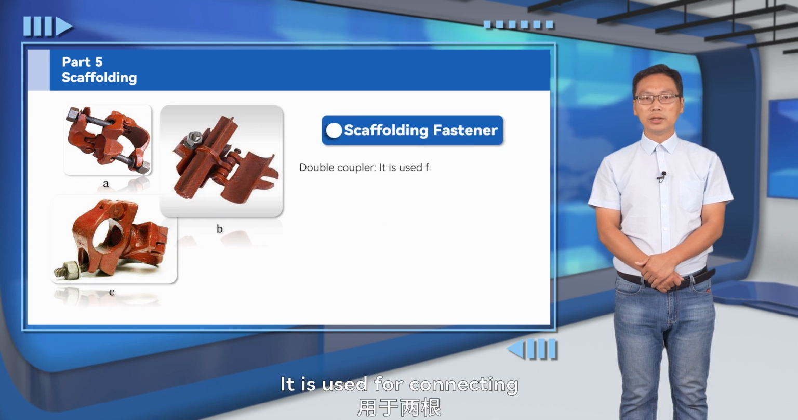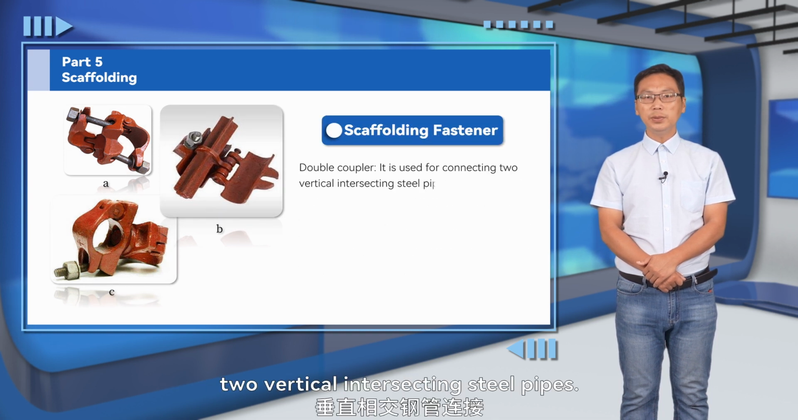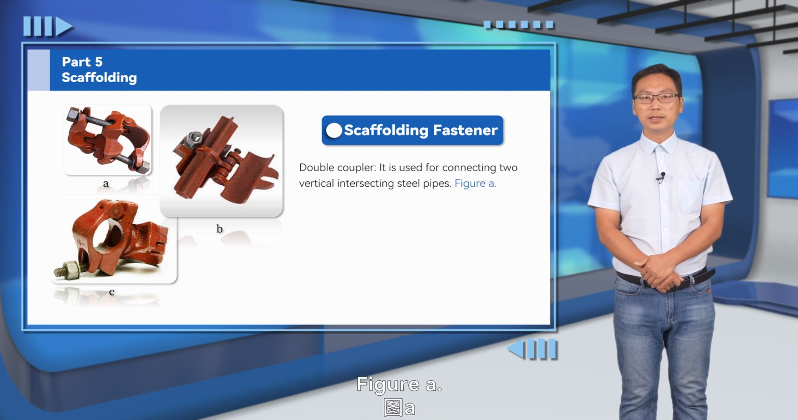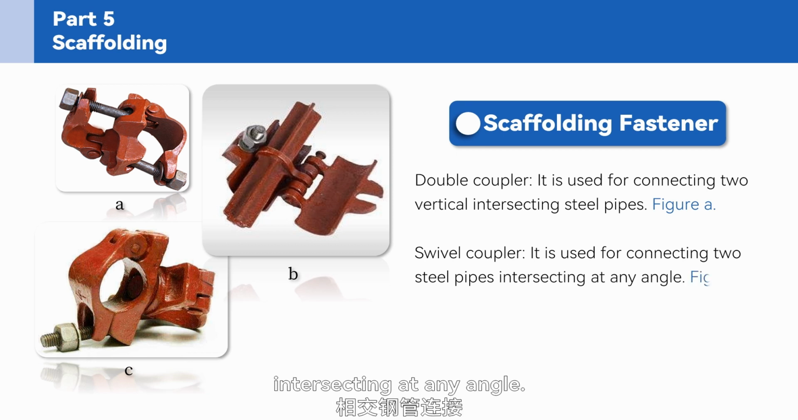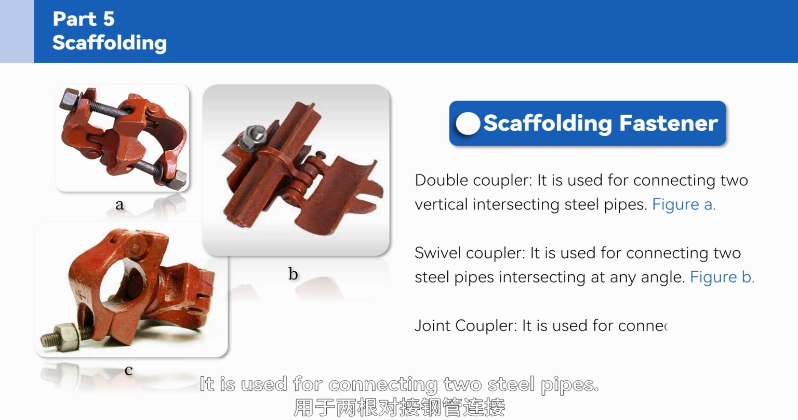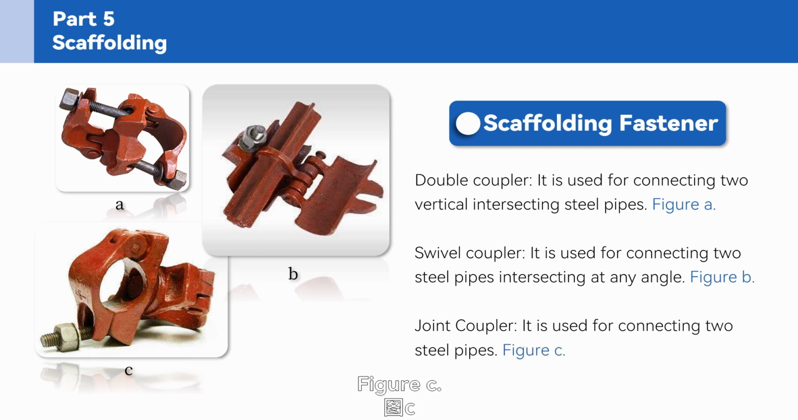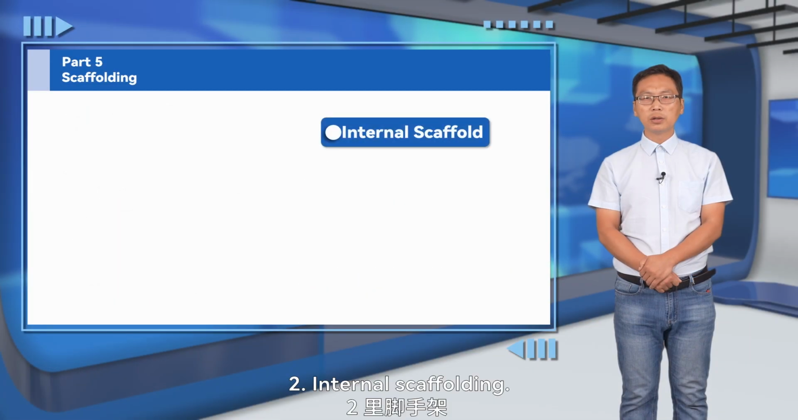Double coupler. It is used for connecting 2 vertical intersecting steel pipes. Figure A. Swivel coupler. It is used for connecting 2 steel pipes intersecting at any angle. Figure B. Joint coupler. It is used for connecting 2 steel pipes. Figure C.